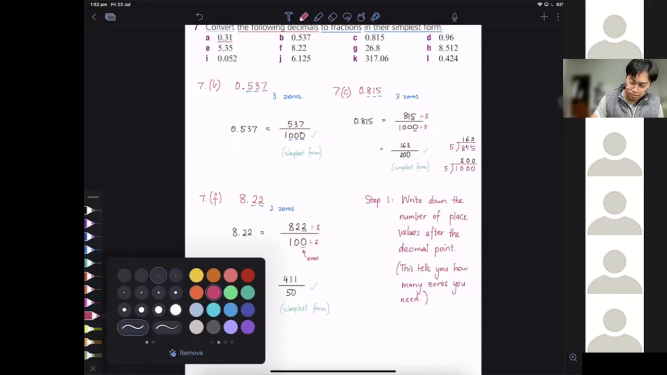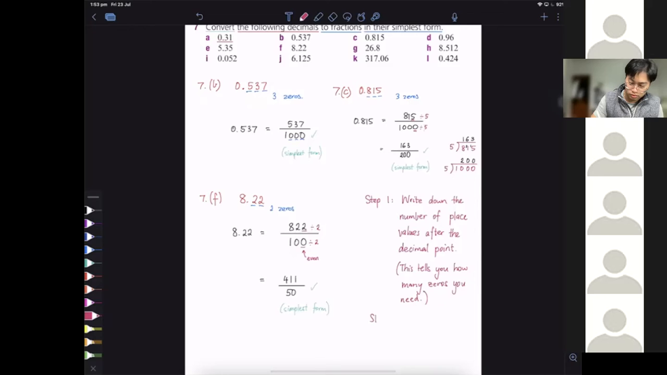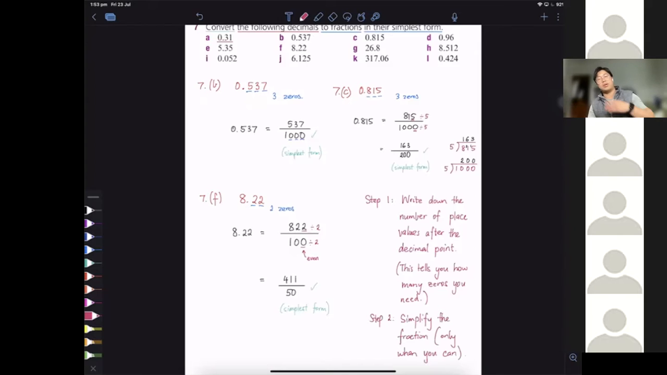So the next step, step number 2, simplify the fraction, but you can't simplify it every time. So only simplify if the numbers are 5 or 2. Sometimes you can do it by 3, divided by 3.